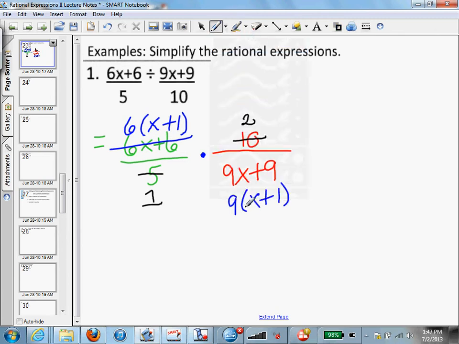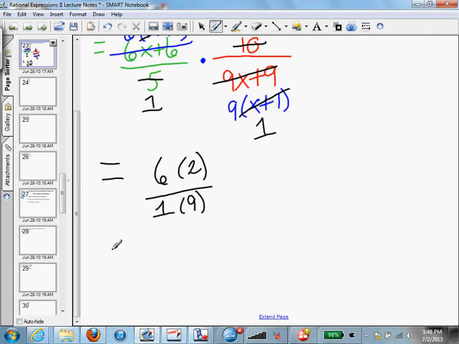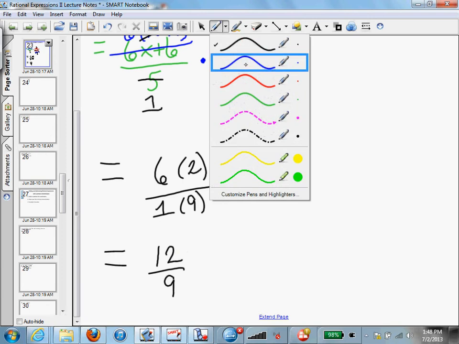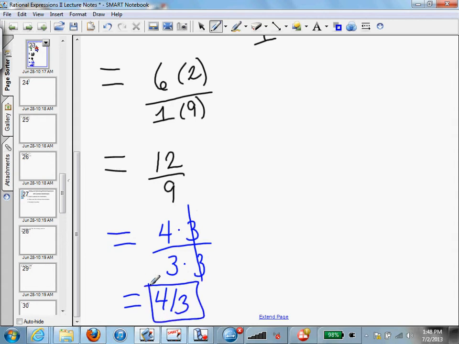So if we say that there's an x plus 1 right there, and x plus 1 right there, they cancel each other out, just leaving 1. So on top we're left with 6 times 2 over 1 times, and don't forget the 9 right there. So we're left with 12 on top divided by 9. And believe it or not, this can be simplified even further, because you can think of 12 as the multiplication of 4 times 3. Well, you can think of 9 as the multiplication of 3 times 3. So canceling these 3's out leaves you with 4 over 3 as a solution.